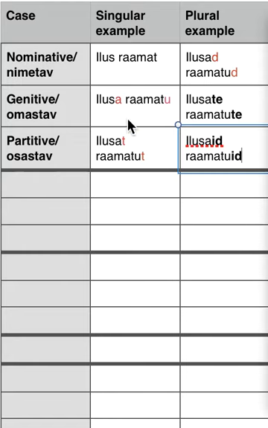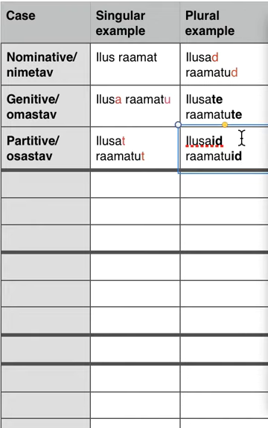As you can see here, they all end with the same letters, all except singular genitive, which changes because of the word. That's quite difficult to learn, to be honest. Now what we got in plural partitive is ilusaid raamatuid. An example sentence? Actually, I won't bring an example sentence because you already got it.